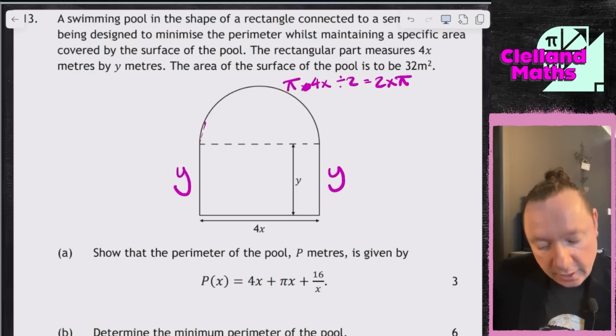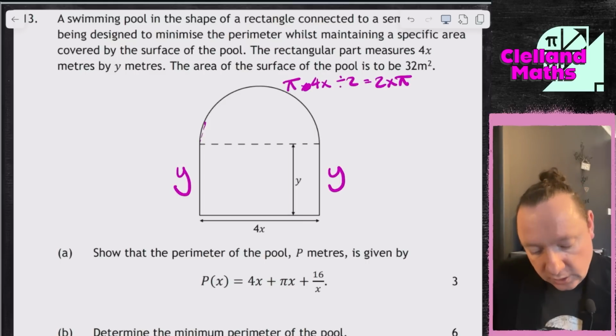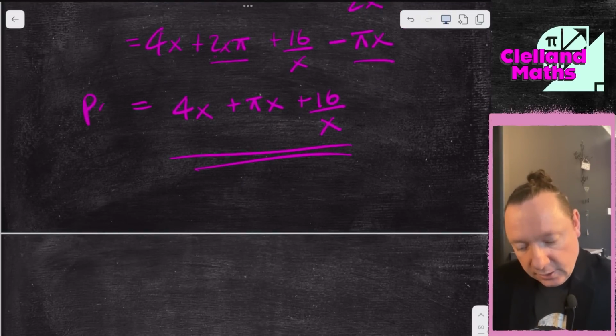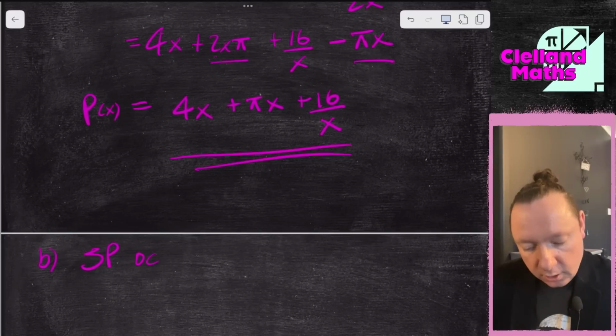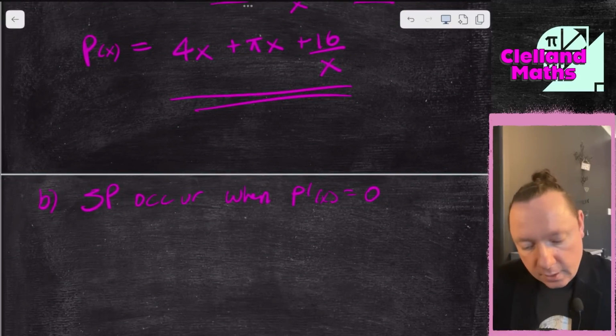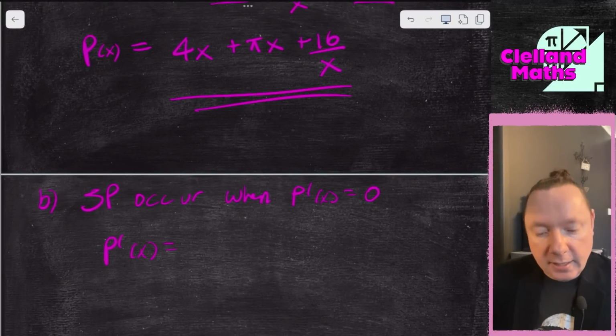So I would just go from there, and they always give you the equation. Determine the minimum perimeter of a pool. So we just use our equation to minimize it. So this is P of x. For part B, stationary points occur when P dash of x equals 0. So P dash of x is equal to, now don't worry about the pi's here.